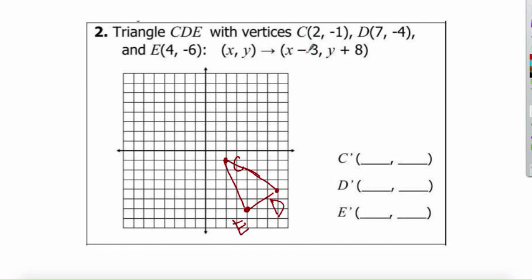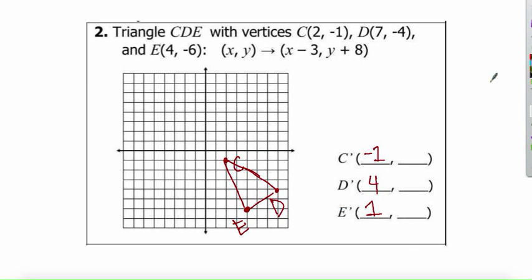So I've got 2 minus 3, which gives me a negative 1 for C. 7 minus 3, which gives me a 4 for D in the x coordinate. And then we've got 4 minus 3, which gives me a positive 1 for E's x coordinate.